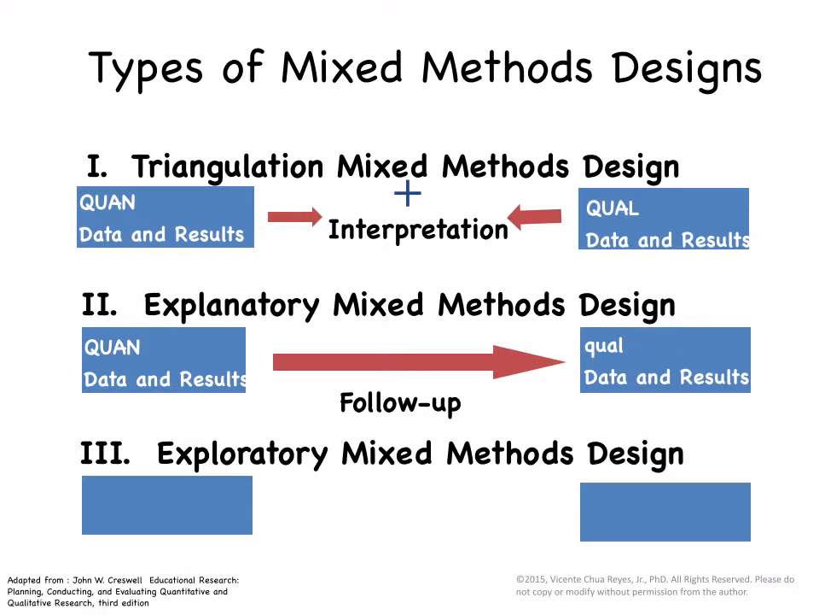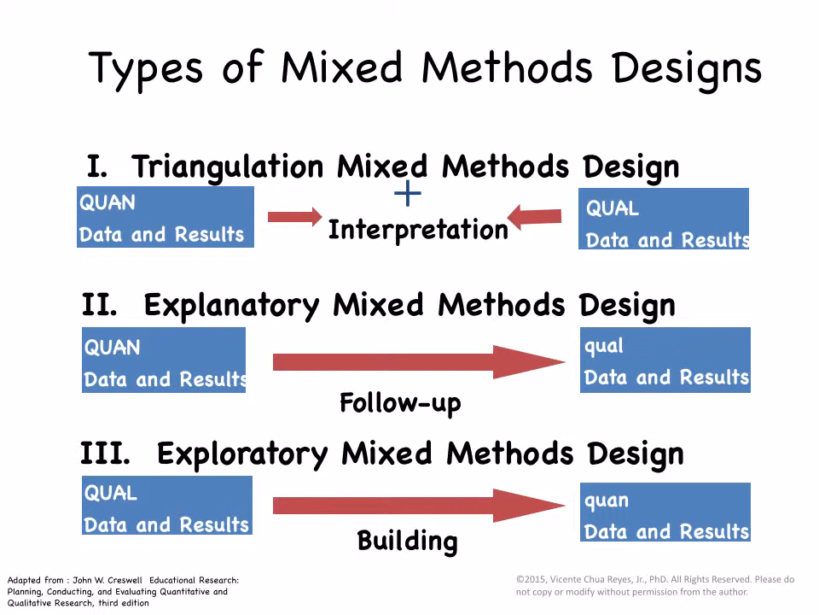Here the priority would be on qualitative research, uppercase QUAL, data gathering and initial results. And then what happens is that the findings from qualitative research would then be used to illuminate the research problem being explored, and thus what will be employed will be a quantitative approach, and the data and the results analysis follows from the initial qualitative approach. This would be exploratory mixed methods design.